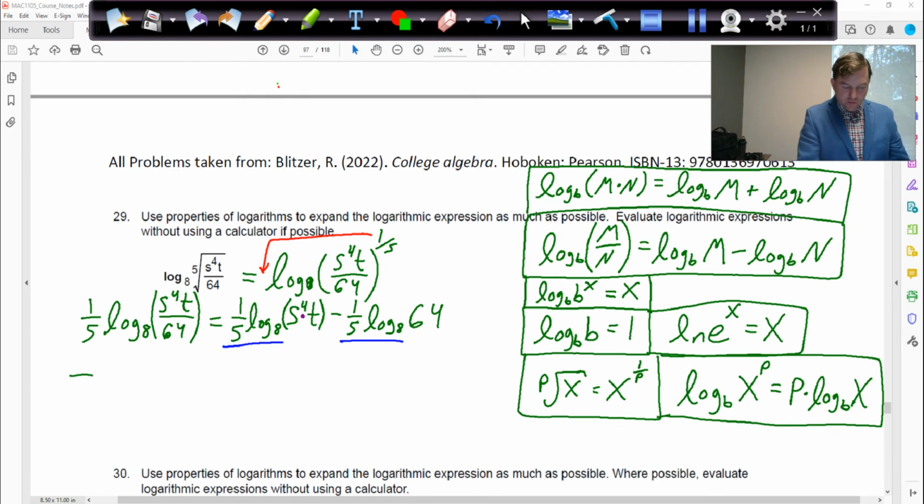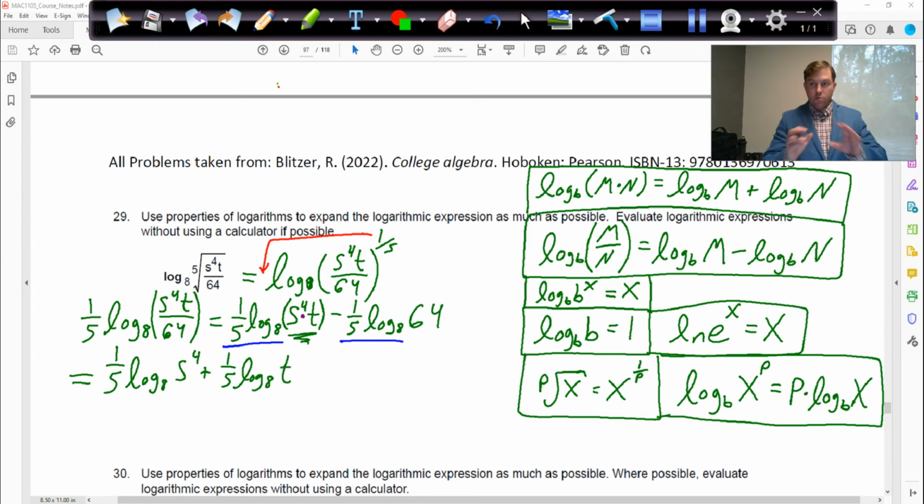Okay, so this is going to equal 1/5 log 8 of s to the 4th. So I'm breaking these two up now. Plus 1/5 log base 8 of t. So notice how that one log became 2 with an addition plus sign in between them. Minus 1/5 log base 8, and I'm going to change this ever so slightly. If it's base 8, try to write 64 as a base 8 number. Well, we know 64 is 8 squared.